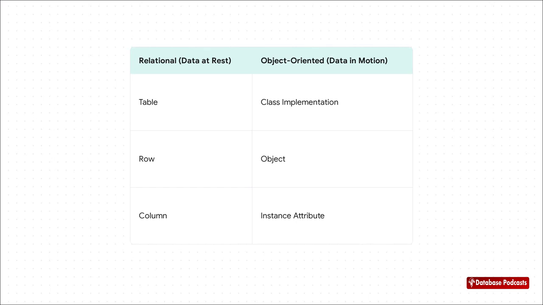Well, the cool thing is, there's a pretty direct translation guide between them. Think about it. What you know as a table definition in your database, that's basically a class implementation in code. A single row of data, that's what programmers call an object instance. And a column is just an attribute. The words are different, for sure, but the underlying ideas are actually way more similar than you'd think.